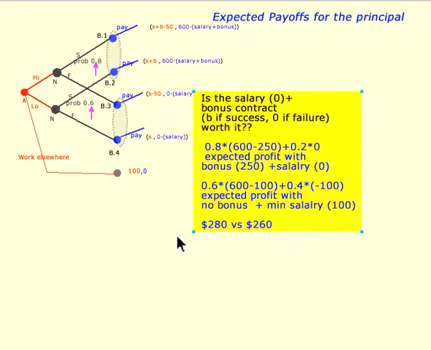So the question we want to ask is, is the salary and bonus contract worth it? And to figure that out, what we have to look at is the expected payoffs to the principal, which will depend on whether the project's a success or failure, and which will mean that he will either earn 600 and have to pay his bonus and his salary, or earn nothing and have to pay his salary. So the entrepreneur has a risky option here. We're looking at the expected profit with that bonus and salary as compared to just offering the guy a flat salary and no bonus at all. And the lowest flat salary we can get away with is 100.